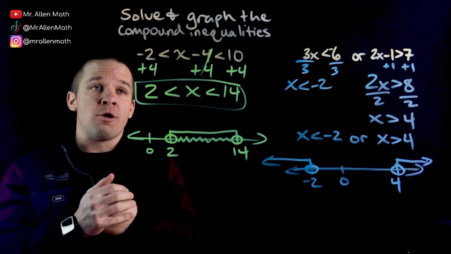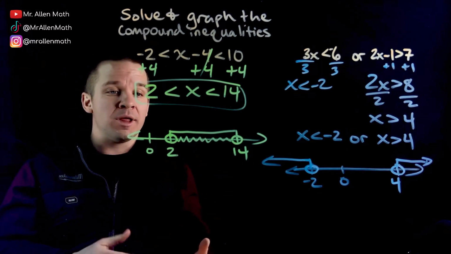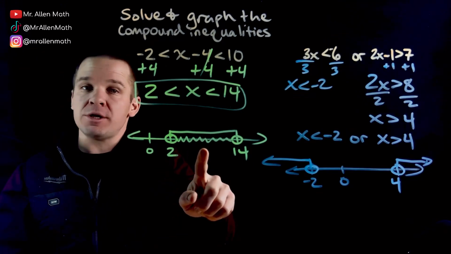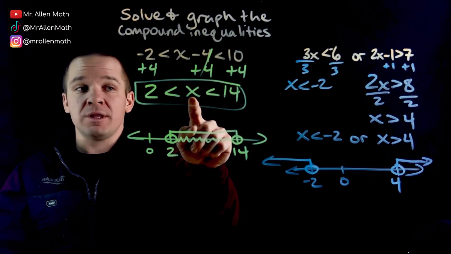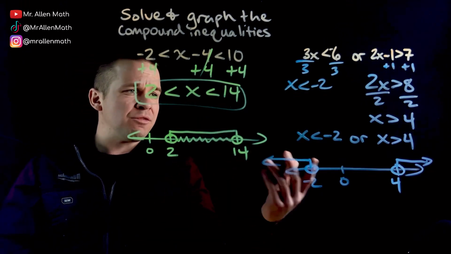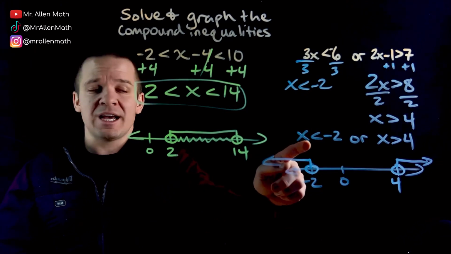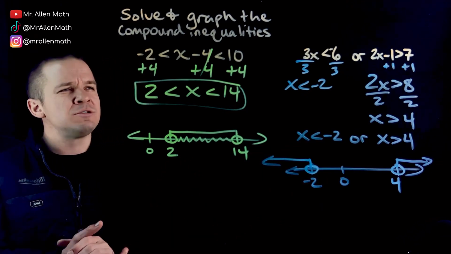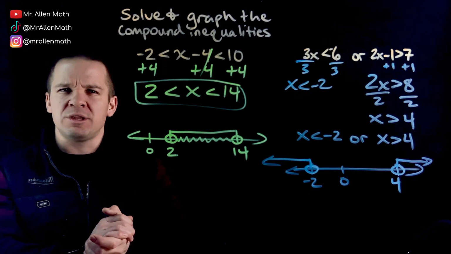You could also always test values in here and be like, well, how about 7 between 2 and 14? That falls in between there, right? I would shade between. It would satisfy the inequality. If I tested, say, a -3, right? -3 is less than -2. I need to go on that side. So you can do test values, but I feel like it's pretty easy with the inequalities there.